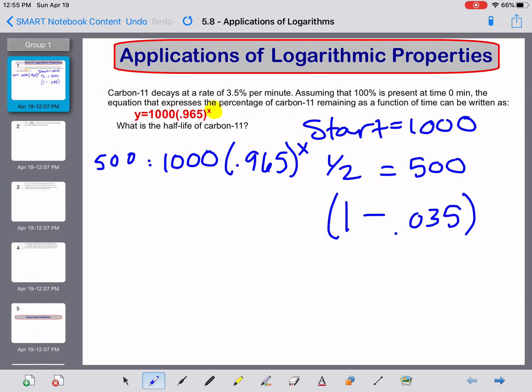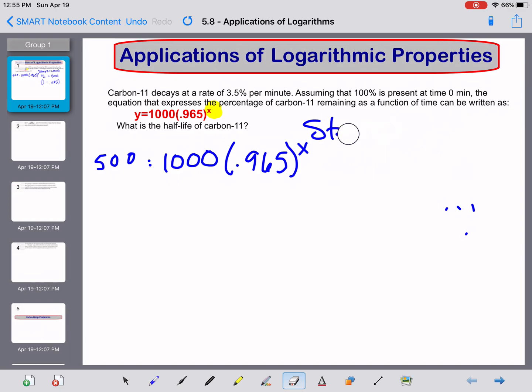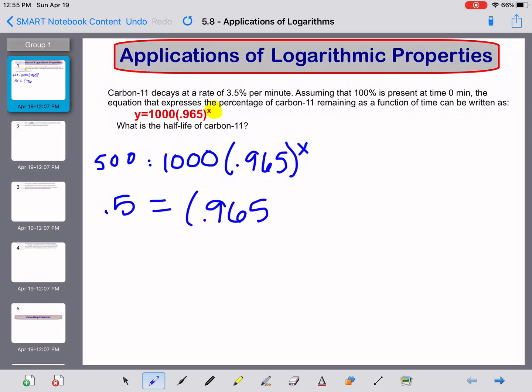So now we have to go through the process of solving, which, if we just look at something like this, taking away all the applicability of our problem, you've solved ones like this. So I just need to get the exponential value by itself. So I need to divide by 1,000, which means I'm left with 1/2, or I'm going to write it as 0.5, equals 0.965 to the x. Now, in order to bring that x down, remember using those properties we did yesterday, I can either use natural log or just regular log. I'm just going to use natural log. It doesn't matter.